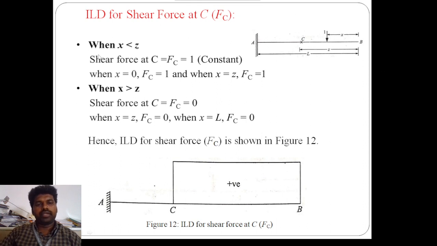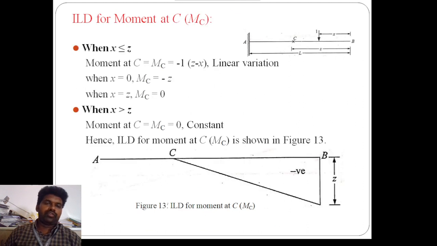Now for shear force at C, x is greater than z in one case and less than z in the other. Here x equals z and F equals 1; here x equals z and F equals 0. This is the influence diagram for shear force. Now for moment at C: when x is less than or equal to z, m equals 0 at x equals z. When x is greater than z, m equals 0.